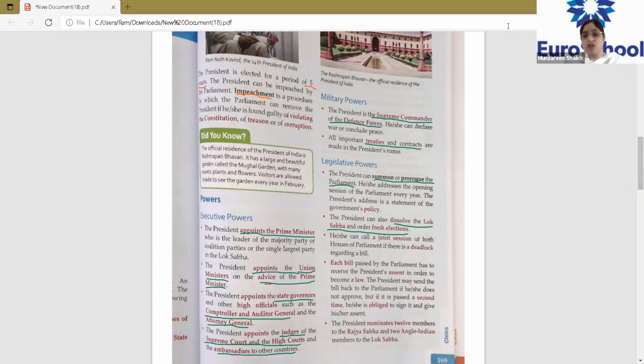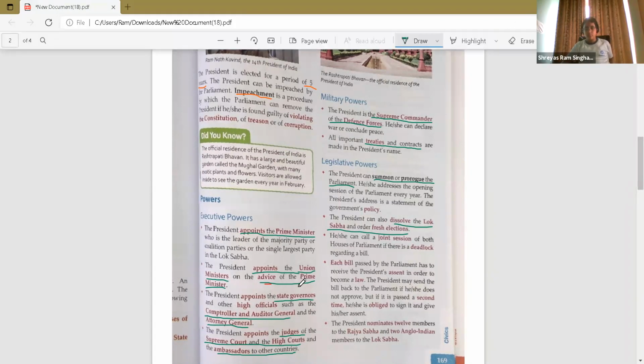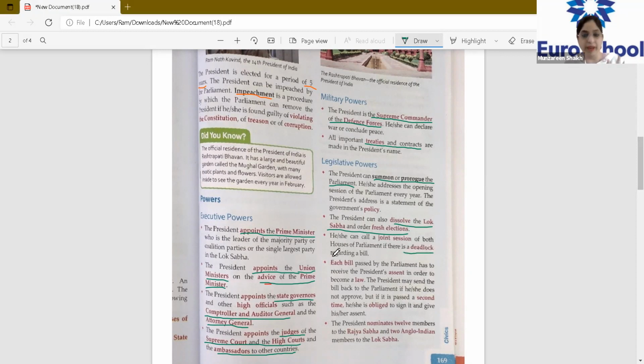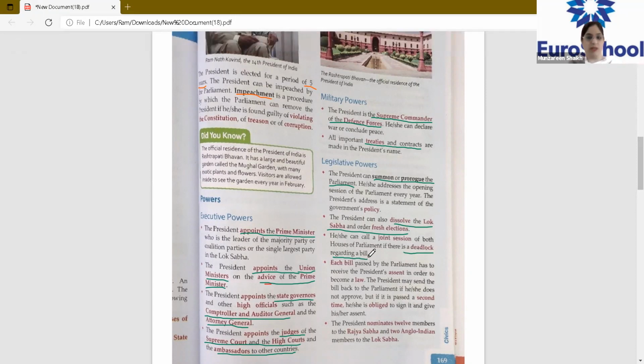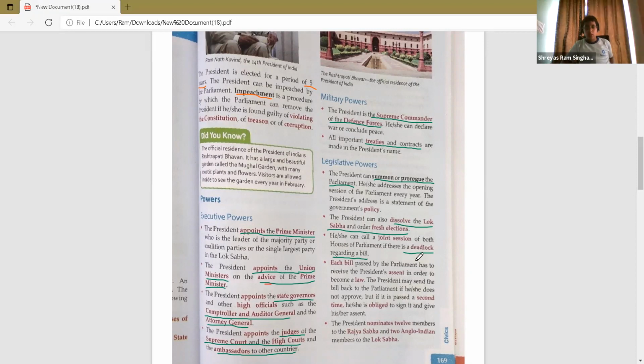Okay. He or she can call a joint session of both the houses if there is a deadlock regarding a bill. As you know, how the bill gets introduced and then how the bill becomes law, we had seen in the previous chapter. Now, if there is a deadlock situation between both the houses, the Lok Sabha as well as the Rajya Sabha, who is the one who is going to resolve it? It is the president. How does he do that? By having a joint session.